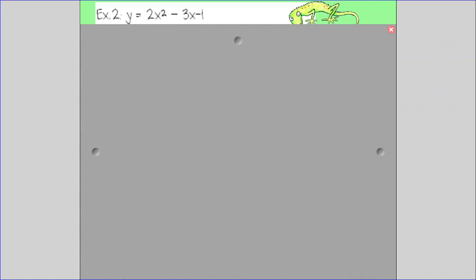All right, so here's our second question. I would like for you to try it out and see how you make out. Solve for x and try to determine what the roots are.